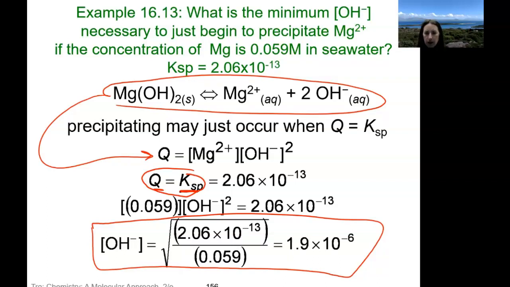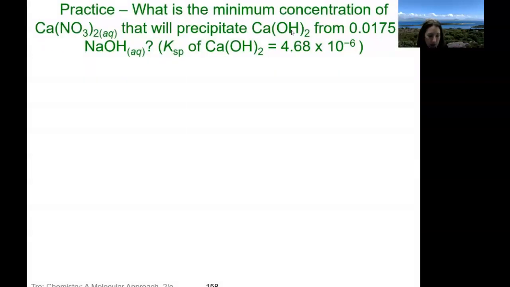All right. Questions on this one? We're going to keep increasing the difficulty with every question from now on. But they're the same basis here for what we're doing with our Q's and our K's. Okay, here's a fun one. What is the minimum concentration of calcium nitrate that will precipitate calcium hydroxide from a 0.0175 molar NaOH?